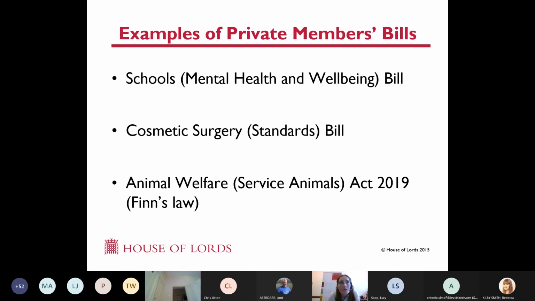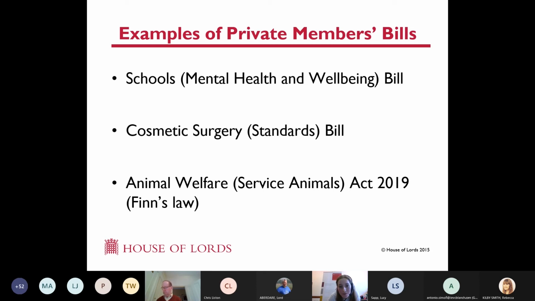One example that was introduced in the previous session was the Schools Mental Health and Wellbeing Bill. That was a bill that sought to help schools to promote the mental health and well-being of their pupils. Another bill that was introduced in the last session was the Cosmetic Surgery Standards Bill. That was looking at standards of cosmetic surgery, about putting those medical practitioners who specialize in cosmetic surgery on the register for medical practitioners. So it was about improving the safety of cosmetic surgery procedures.